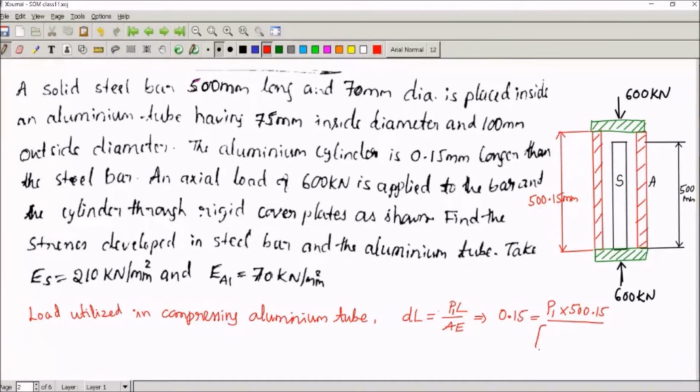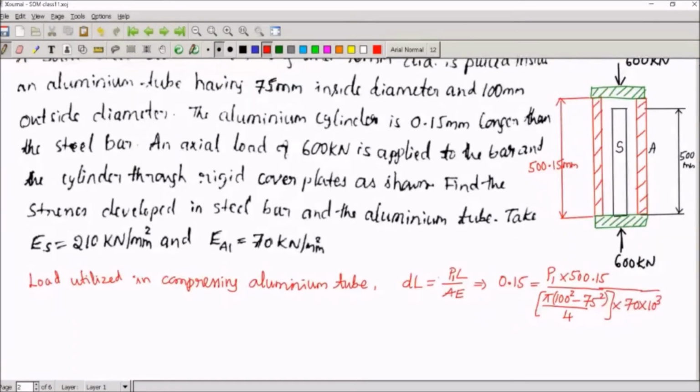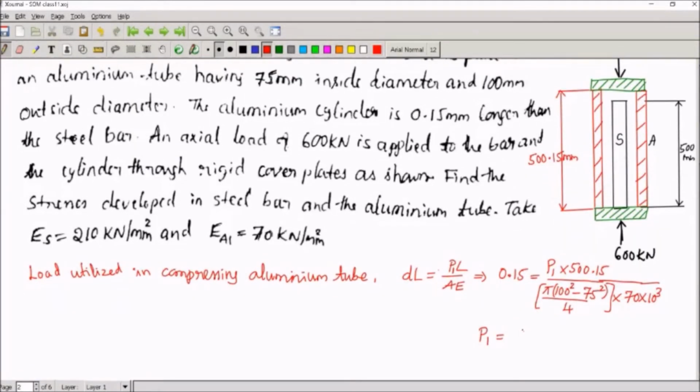A for the aluminum, you have to take, it is a hollow cross section, so it will be pi into outer diameter square. Outer diameter is 100. So 100 square minus inner diameter 75 square, by 4. This is the A into the E value for aluminum, which is 70 into 10 power 3. So this will give you a P1 value of 72.137 kilonewton. Applied load is 600 kilonewton. In that, 72.137 kilonewton is utilized by aluminum tube initially to undergo a deformation of 0.15 mm.